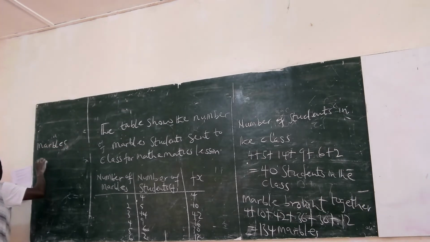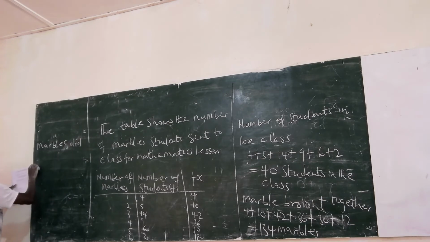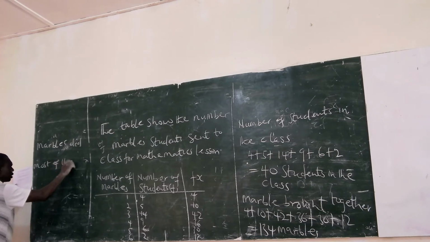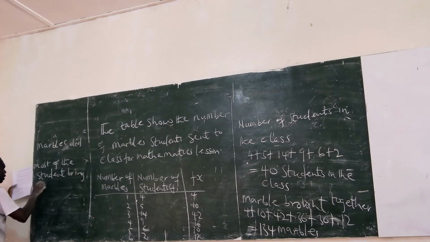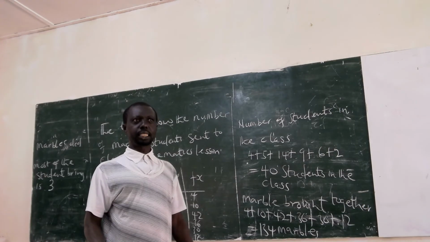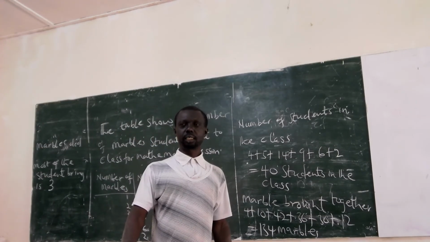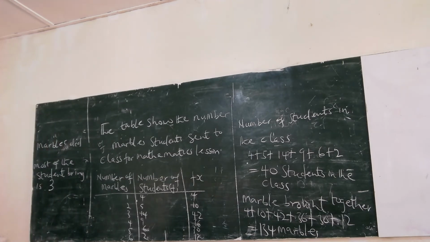The number of marbles most of the students bring is 3. The last question said use the table to find the mean. Mean simply means average, right? That is the sum of quantity over the total number of frequency.